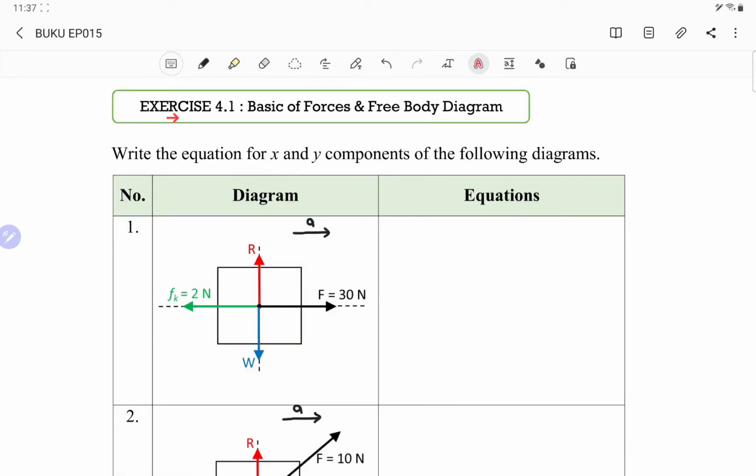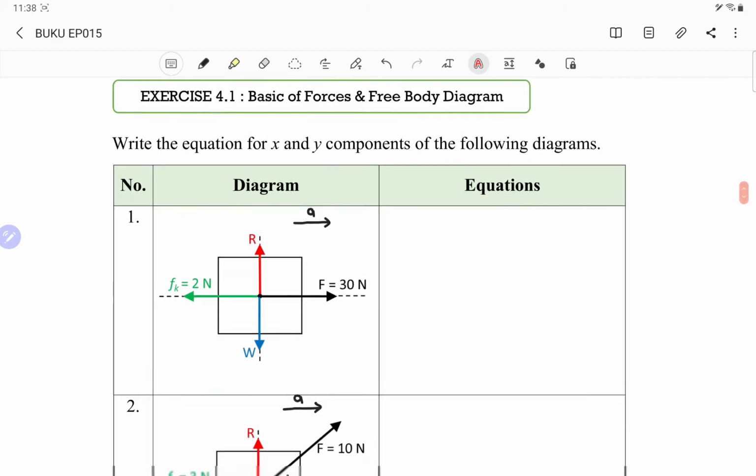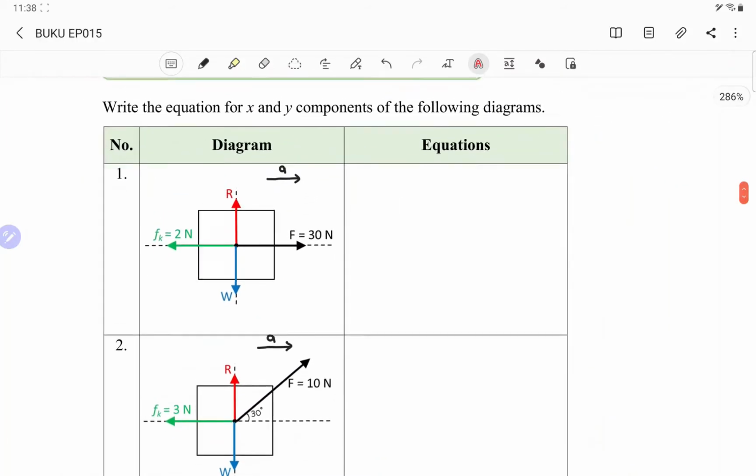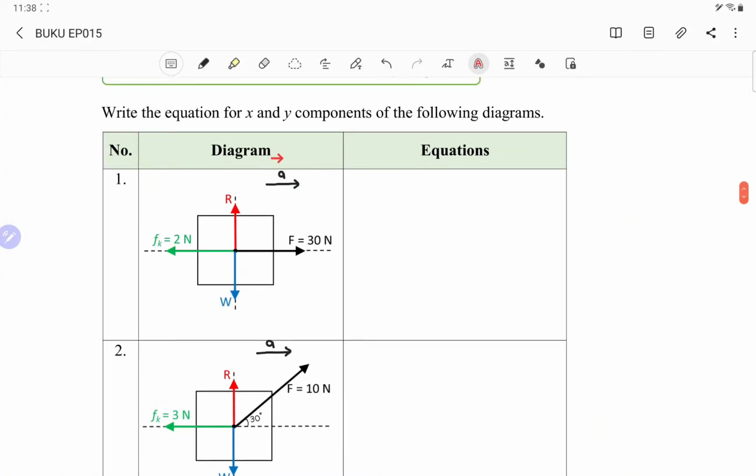Okay, let's look at exercise 4.1, basic of forces and free body diagram. But before we start our discussion, I would like you to make a correction. Okay, untuk setiap soalan ni, tambah acceleration ke kanan.